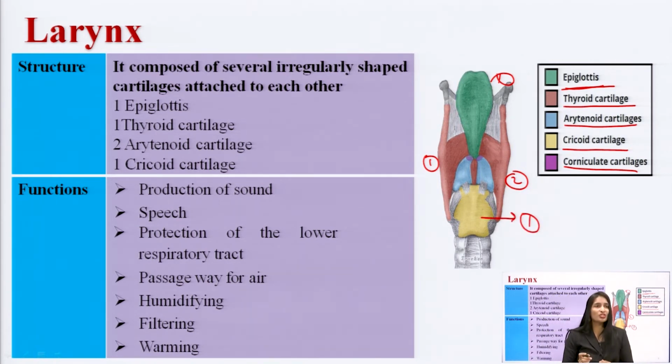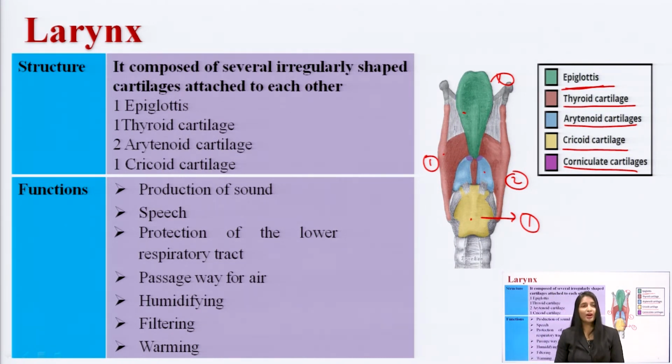If I am talking about the structure, it consists of several irregular shapes. You can see this is one shape, this is another shape, and so on. So it has very irregular-shaped cartilages attached to each other. You have one epiglottis, the upper one in green, then the thyroid cartilage in brown, and then the arytenoid cartilages. You have two arytenoid cartilages and one cricoid cartilage.